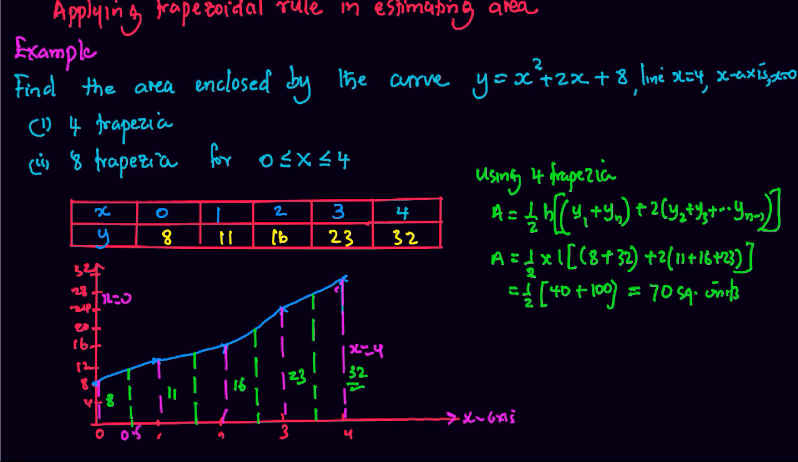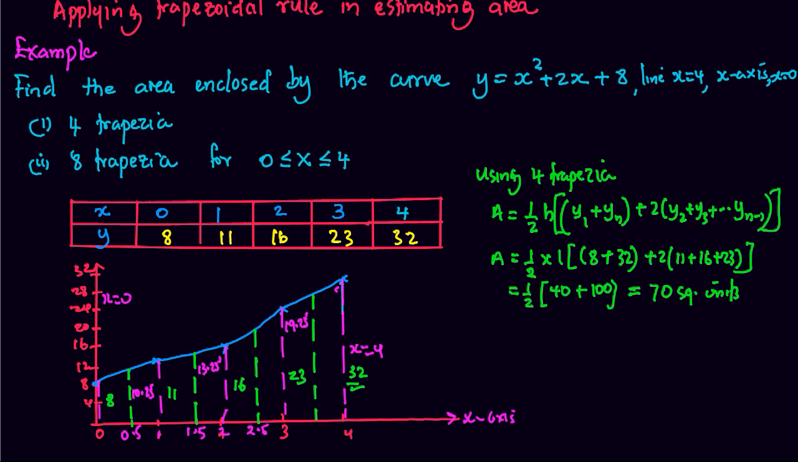0.5. So substituting 0.5 into the equation, we'll have 10.25. Then corresponding to 1.5, we'll have 13.25. Corresponding to 2.5, substituting into the equation, gives us 19.25.